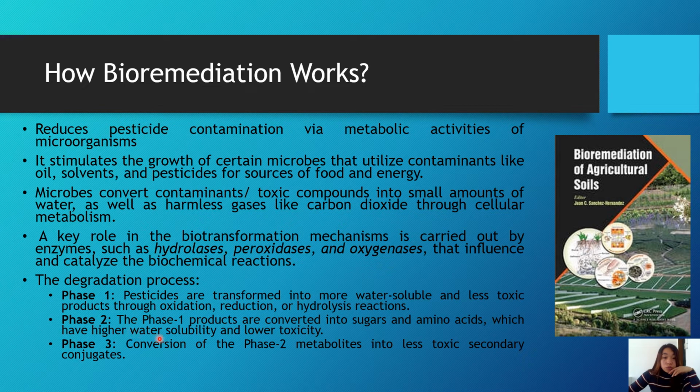So phase 2. The phase 1 products are converted into sugars and amino acids. This is within the microorganism cell, which have higher water solubility and lower toxicity. So the hydrocarbons are being transformed into sugars or carbohydrates or amino acids that can be utilized by microorganisms. The last phase is the conversion of the phase 2 metabolites into less toxic secondary conjugates. So that is the production of carbon dioxide and water.